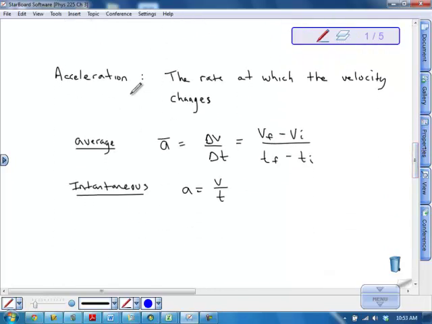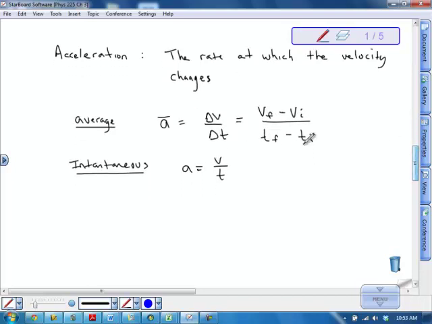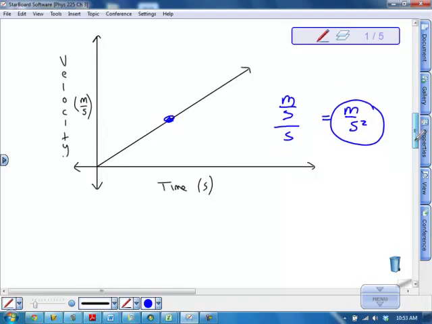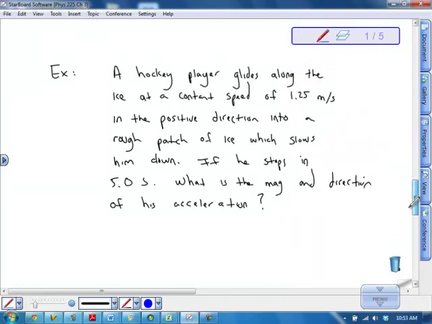Okay? So the acceleration, it's the rate at which the velocity changes. All right? So our average acceleration is change of velocity over change in time. And we can write that as final velocity minus initial velocity over time final minus time initial. Instantaneous acceleration, obviously, we're going to need calculus for that. We would need to take the derivative of a velocity function in order to find an instantaneous rate of change at a specific point, which we're not going to be doing because you don't know calculus yet.